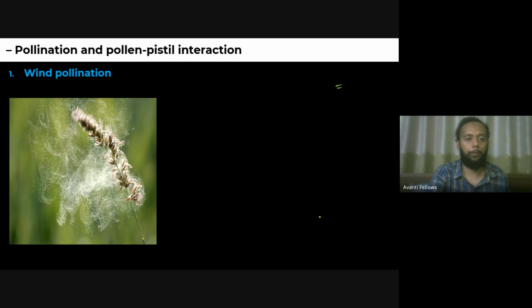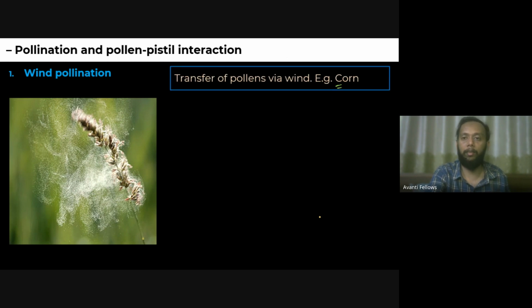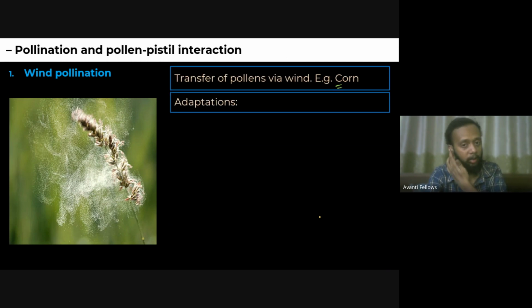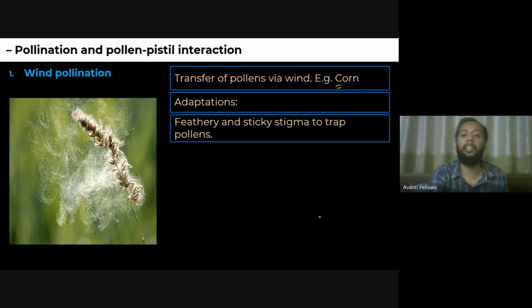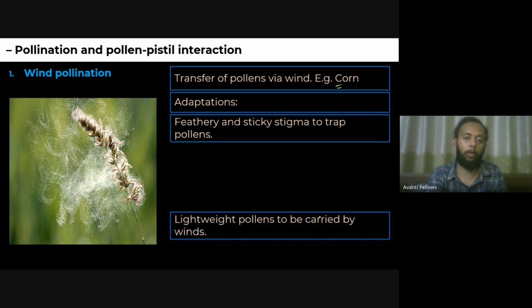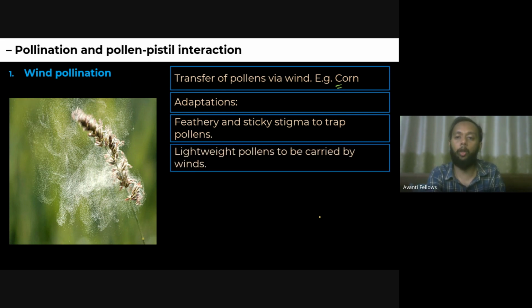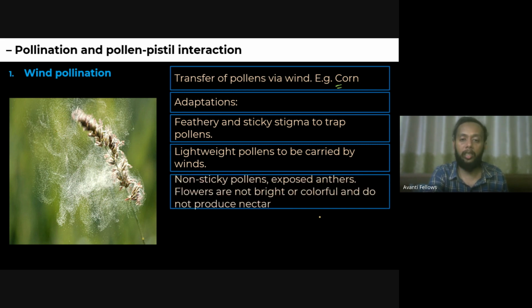Wind pollination. So transfer of pollen via wind, example corn. Then we have grasses. Feathery and sticky stigma to trap the pollen, something I've already told you. Lightweight pollen grain to be carried by the wind. Yes, that will be light in weight. Non-sticky pollen, exposed anther. Anthers are going to be exposed. You can see over here the anther is going to be completely exposed in the air so that pollen grain can be very easily released, right?